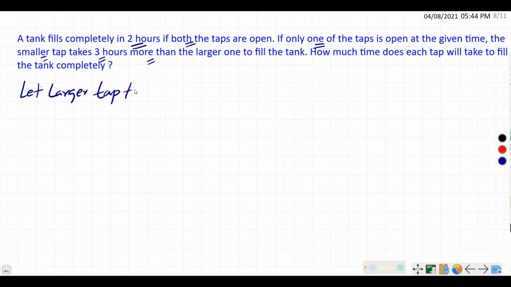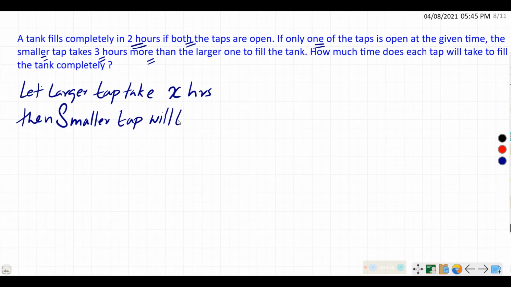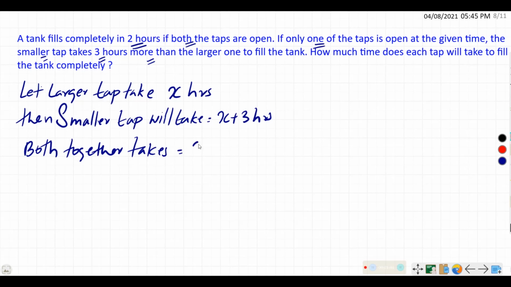Let one be the larger tap and it takes its own time. We can mark it as X hours. And it is also given that the smaller tap takes 3 hours more. So naturally the smaller one will be taking 3 hours more than the time taken by the larger one, means X plus 3 hours. So X hours for larger tap, X plus 3 hours for smaller tap. Another information given is that if both are kept open, the tank will get filled in 2 hours.